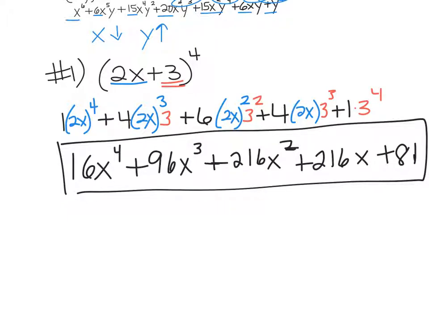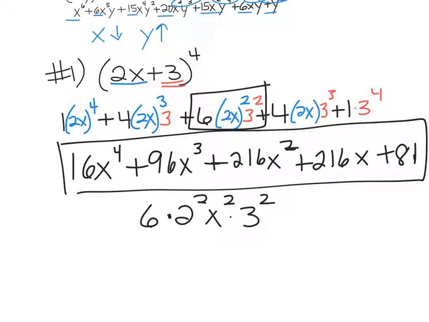Okay, so we're multiplying. Let's look at this term right here. You're going to go 6 times 2 squared, x squared, and 3 squared. So how do I get the number? I go 6 times 4 times 9, and then the x squared is on there. So that's all I was doing, was putting those numbers in.